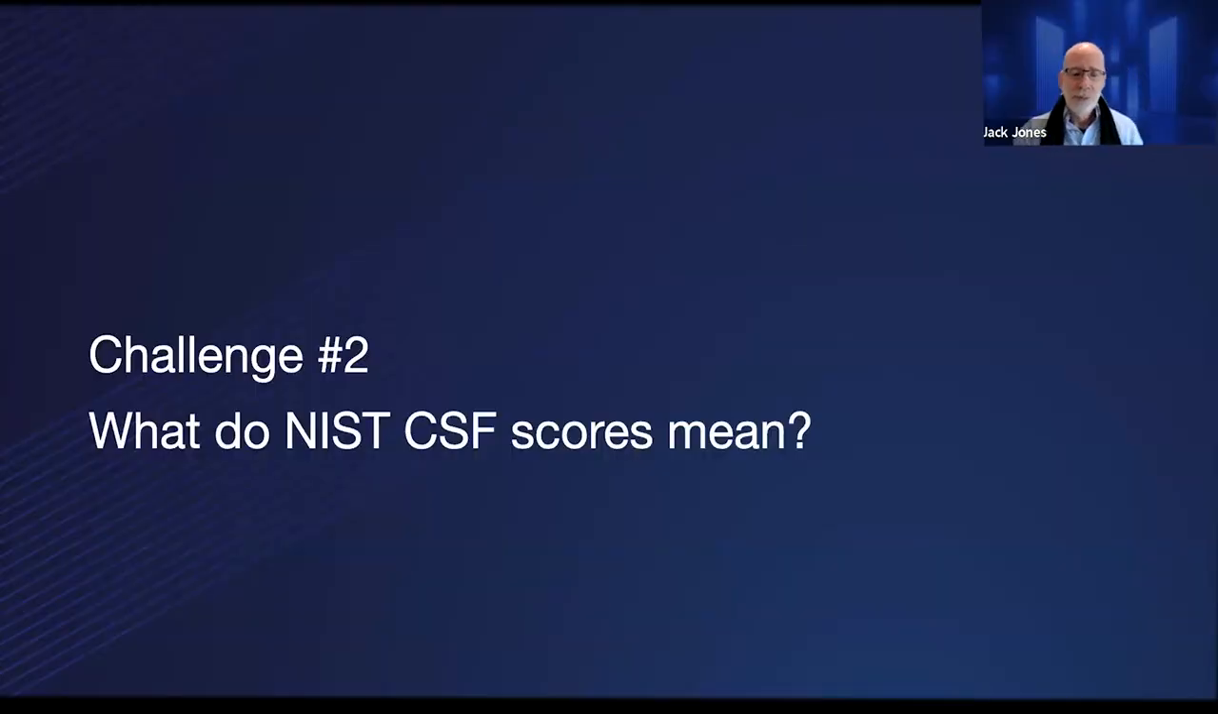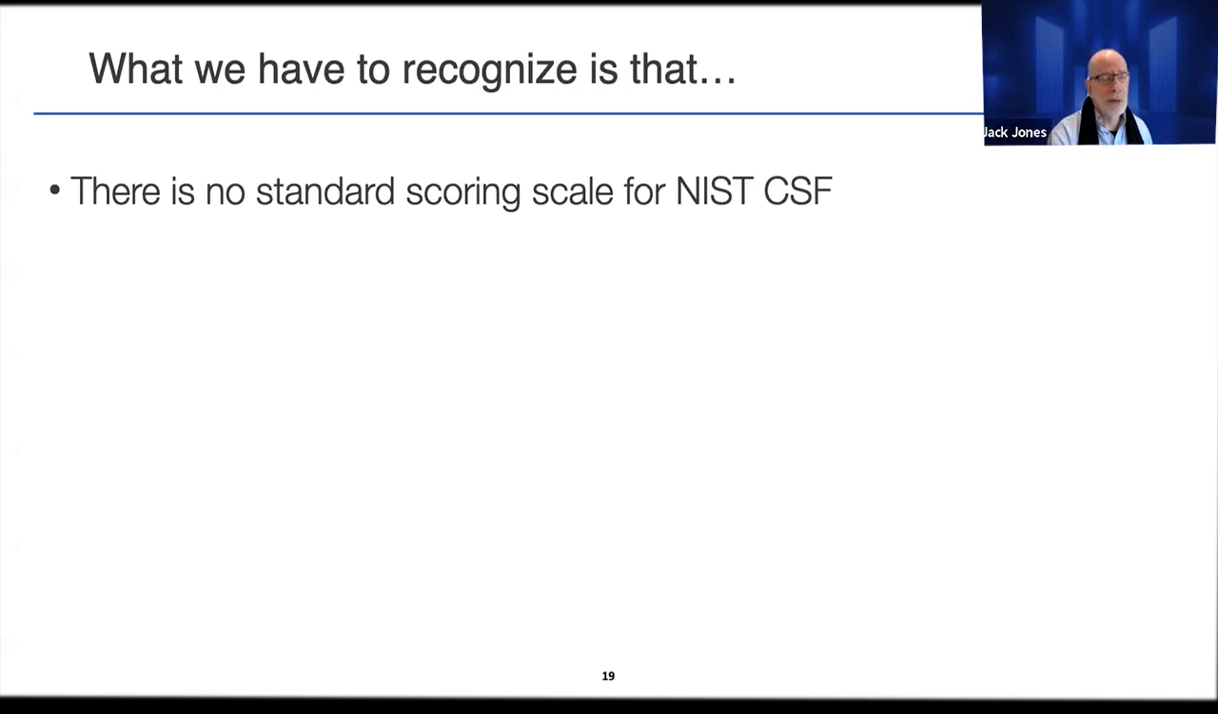So the second challenge: what do the scores mean? We have to keep in mind there is no standard scoring scale for NIST CSF. Now, I know some people are probably going to say, oh yes, there is, they have their tiers. Those tiers are not intended to be used to score the individual subcategories. They're for evaluating the program. Given how everything has been scored in some fashion on the subcategories, where does the program sit? So there is no standard scoring model for NIST CSF, at least that I'm aware of. Maybe there is, and I just haven't found it, but that's my understanding.